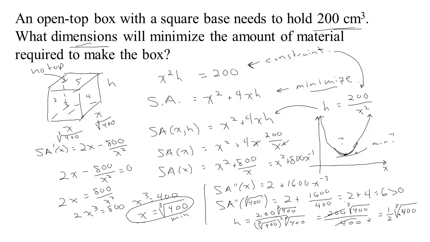Okay, so we can see that the height should be half of the base in this case in order to build a box that holds this particular fixed volume with the least possible amount of material. We did it by finding the flat spot and then figuring out whether that was a max or min by looking at the second derivative.